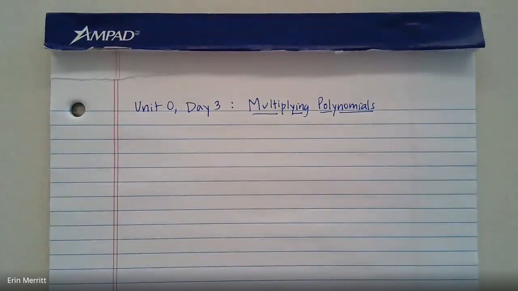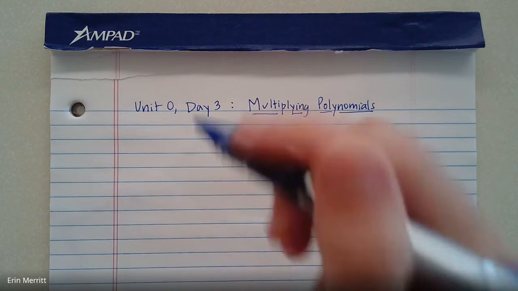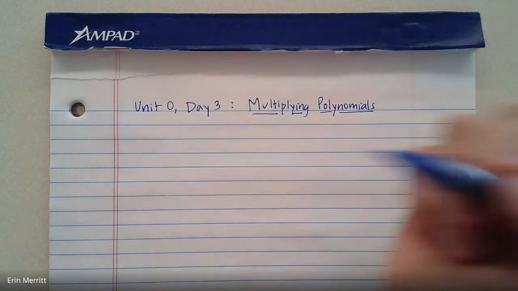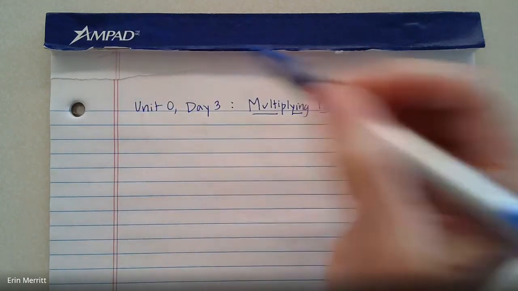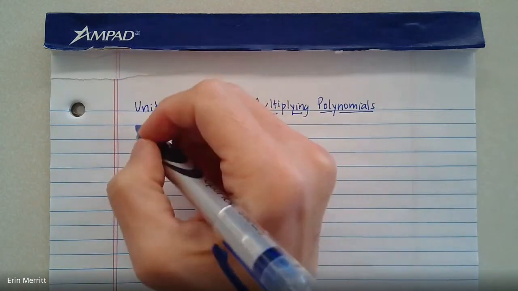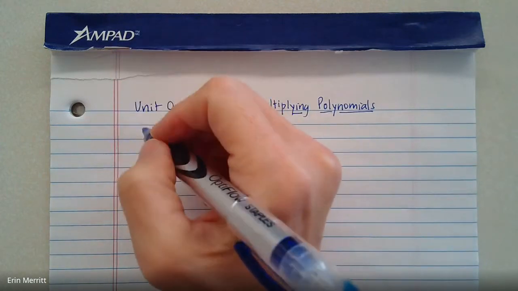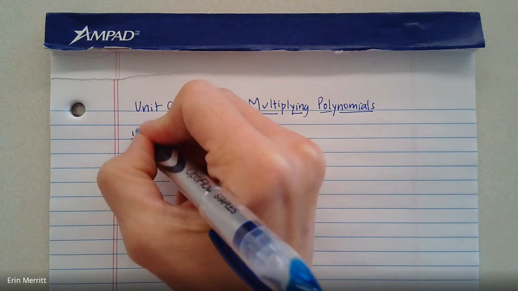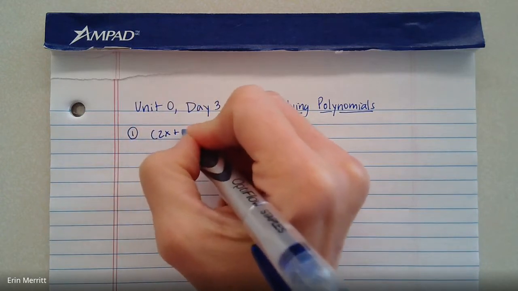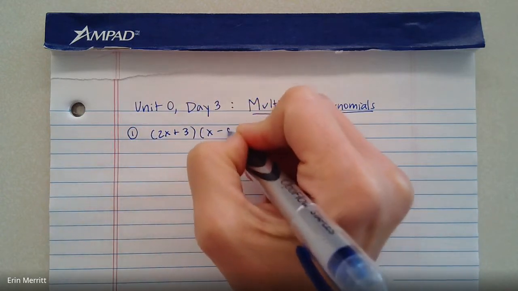Today should be a pretty easy day. We are multiplying polynomials. So nothing really new here, just more review. The very first thing we're going to talk about is the fact that there are two different methods to multiplying polynomials, at least specifically for binomials. So if we have, as example number 1, let's say 2x plus 3 times x minus 8.